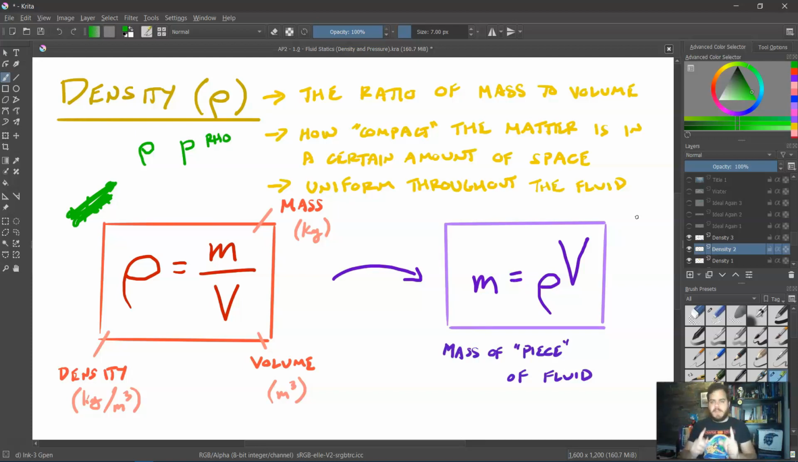So really what I want to get you used to is that when you see this combination here, rho V, rho capital V, whenever you see these two variables next to each other multiplied by each other, you need to immediately be thinking, oh, that's the exact same thing as mass. We're going to use them pretty much interchangeably.